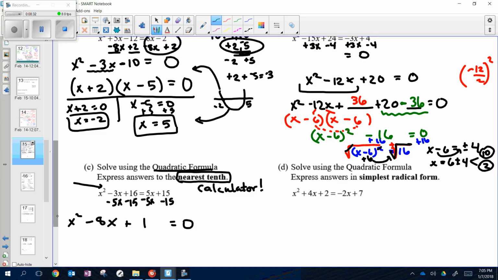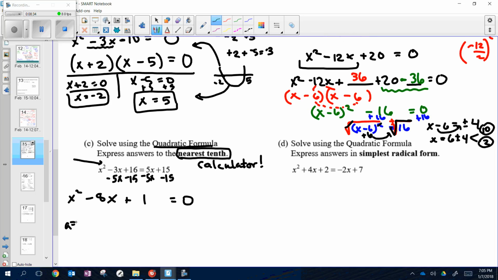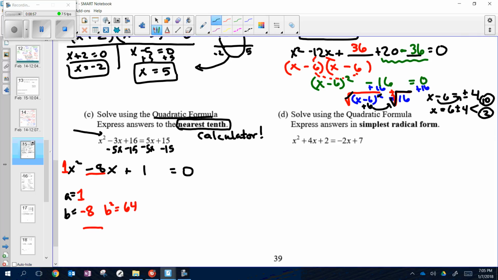So if it says quadratic formula, I'm looking for a, which is 1. I'm looking for b, which is negative 8. Oh, I underlined the wrong thing there. Negative 8. I always like to go to b squared at that point in my head. Squaring negative 8 gives me a 64. And I'm looking for the c value, which is positive 1.